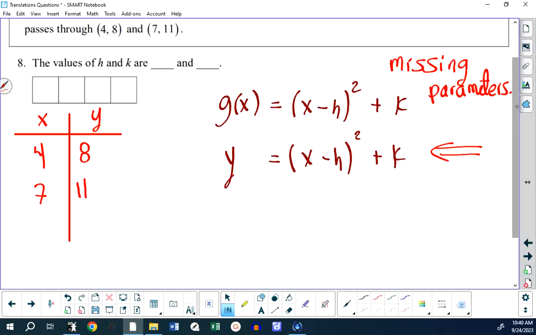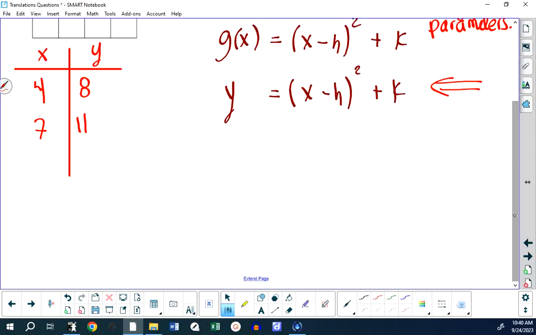And you learned way back in grade 10 math that if you have two unknowns, you need two equations. And we call that pair of equations a system of equations. And that's what I'm going to do. I'm going to build an equation by putting in 4 for x and 8 for y. Let's see what we get. We get 8 equals 4 minus h squared plus k. We'll come back to that.